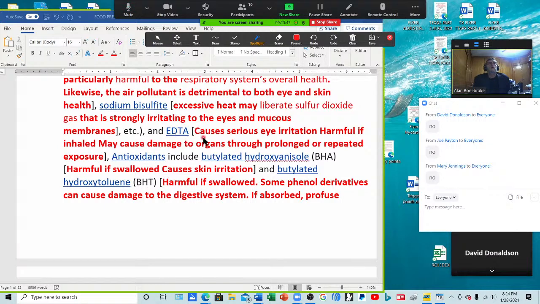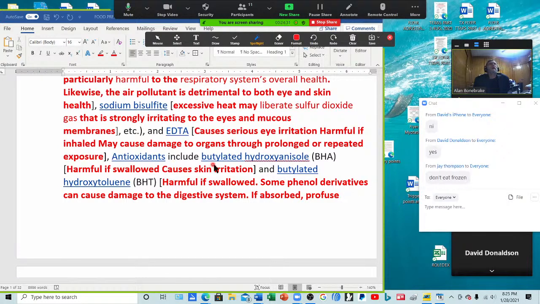EDTA causes serious eye irritation, is harmful if inhaled, and may cause damage to organs through prolonged or repeated exposure. How many of you knew that about EDTA? Of course, EDTA chelation. EDTA is found in a lot of frozen foods. How many of you knew that? If you look at your frozen foods, most of them have EDTA as a preservative in them. Frozen foods. Of course, we've talked about that before.